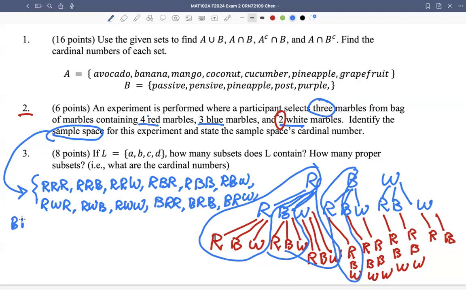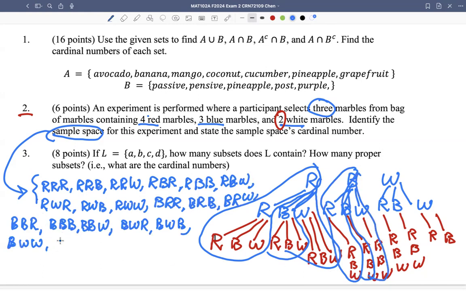I could have blue, blue, red. Because I have three blue marbles, I could have blue, blue, blue. I could have blue, blue, white. That finishes this one. Then I could have blue, white, red, blue, white, blue, and blue, white, white. Right, that finishes this one.